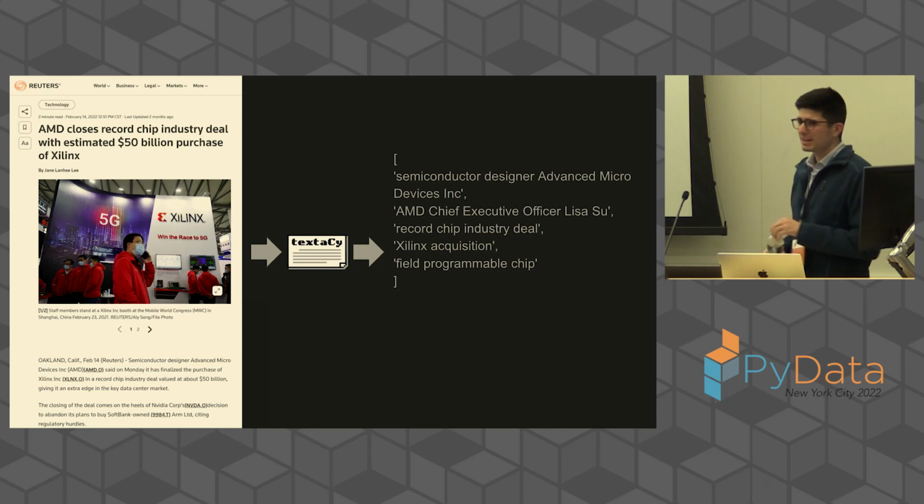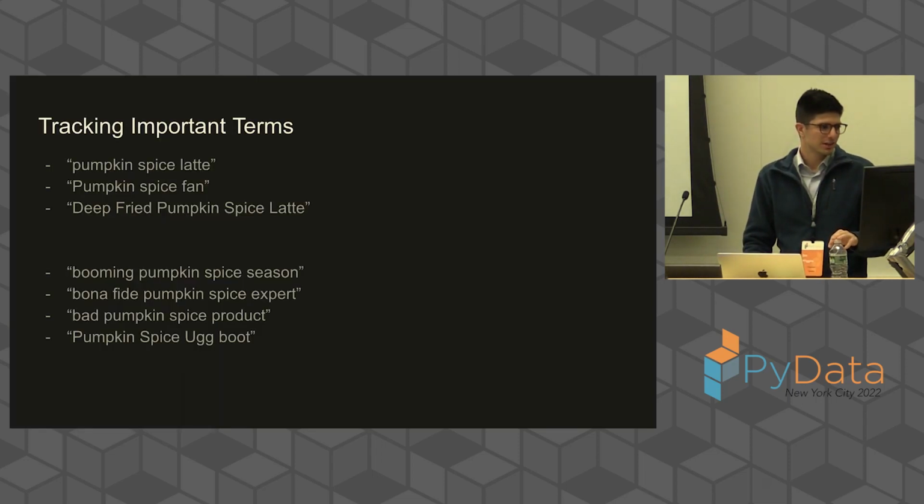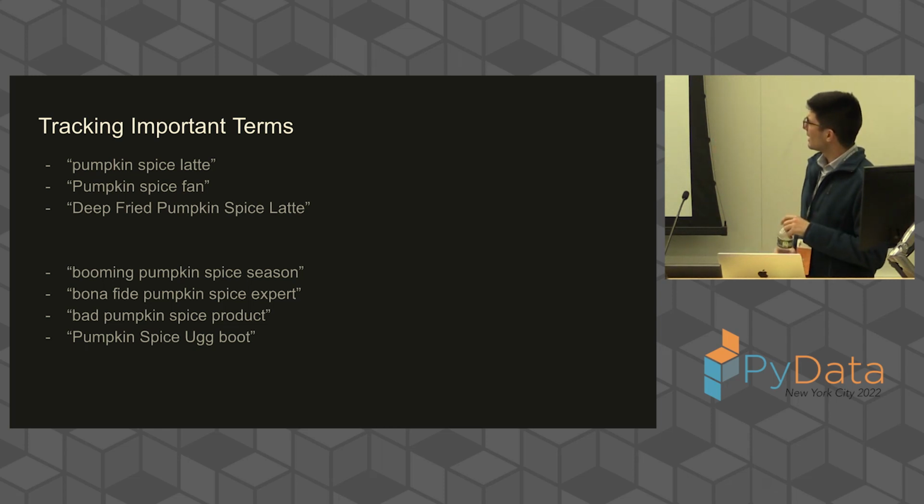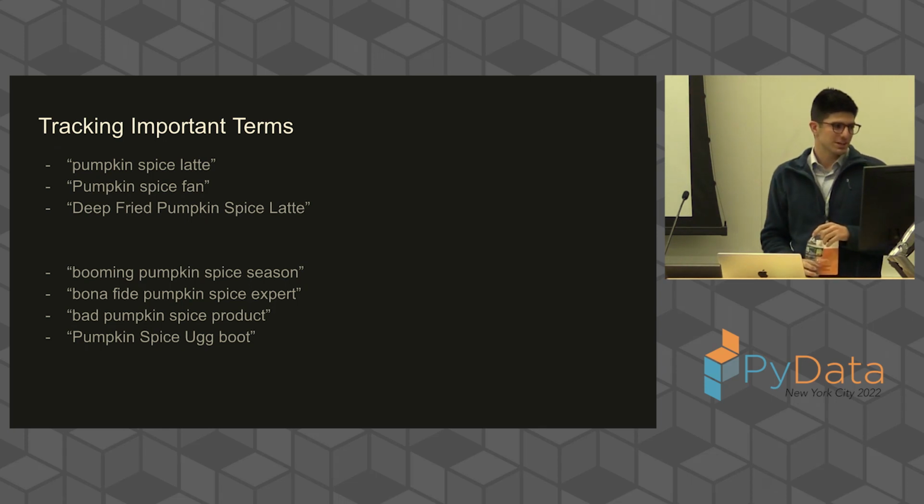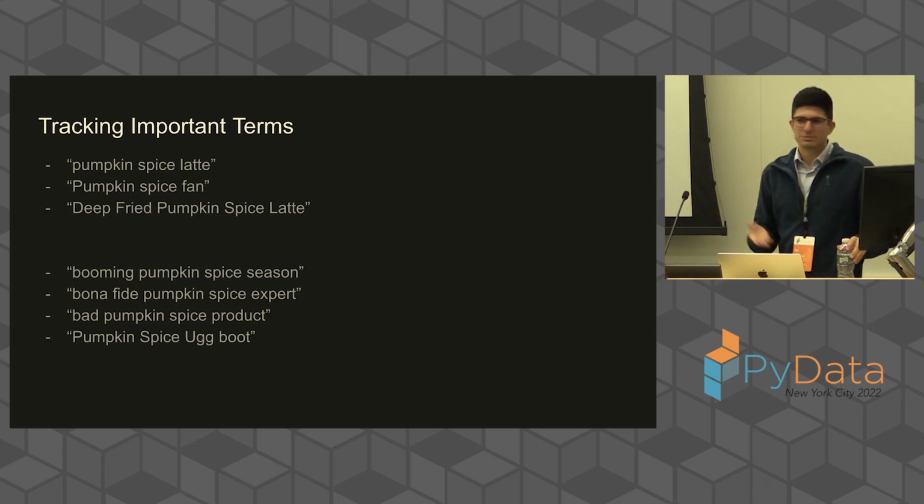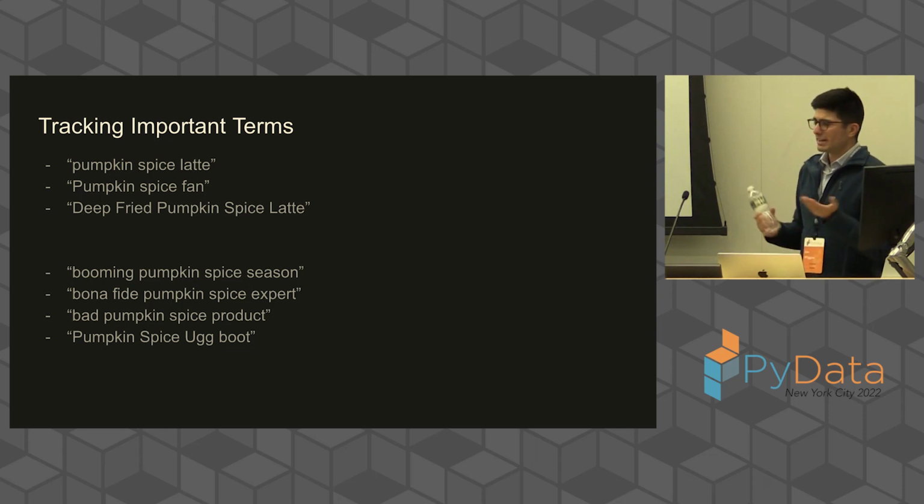So it's also November right now, and I want to be topical in this talk and demonstrate how key terms work. So I looked up some topical topics. Here we have real terms that were used by news agencies: pumpkin spice lattes, people who are pumpkin spice fans, people writing news articles about deep fried pumpkin spice lattes. Right now we're in the booming pumpkin spice season. There are people who are bona fide pumpkin spice experts writing about bad pumpkin spice products like pumpkin spice Ugg boots.